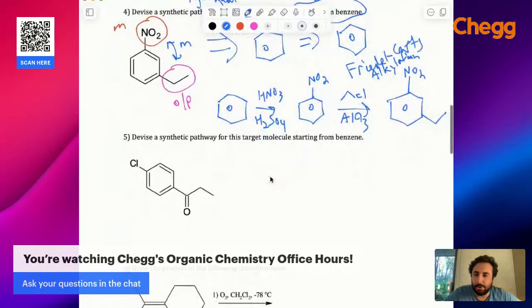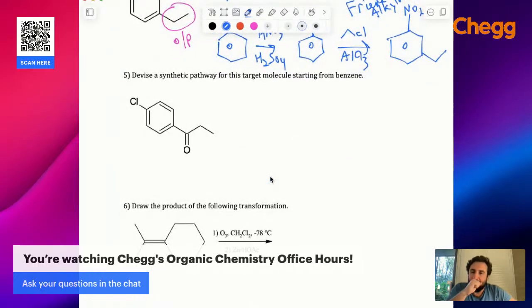Okay, let's do one more of these. Devise a synthetic pathway for this target molecule starting from benzene. So once again, this is exactly like the last one. So take just a minute and stare at this. This is just like the previous question, but with different functional groups. So what are we going to do? Once again, we know that these are two groups that can be attached to the molecule by electrophilic aromatic substitution. So what is the directing behavior of the groups?